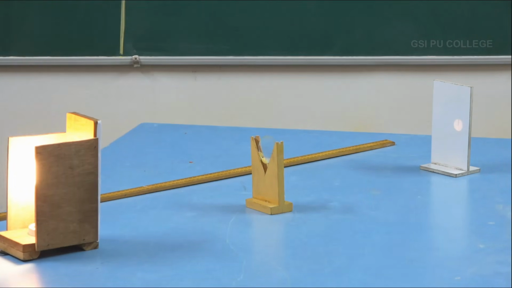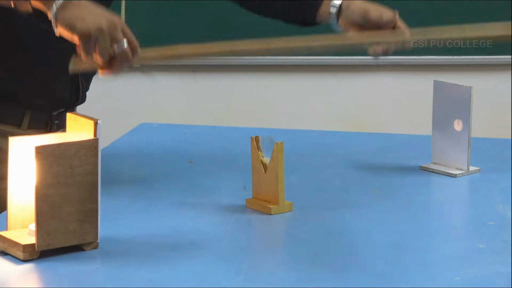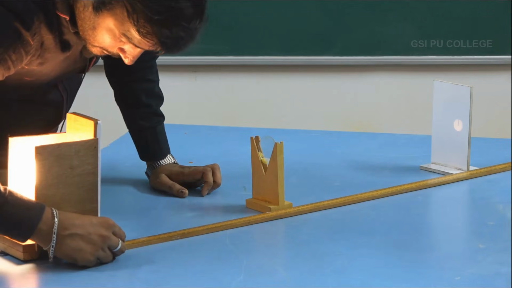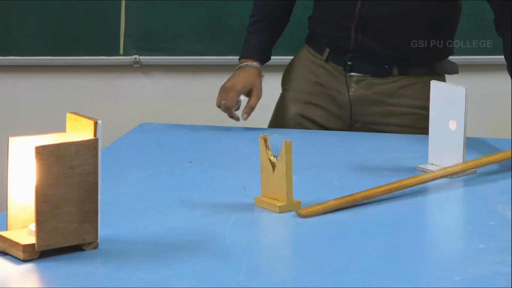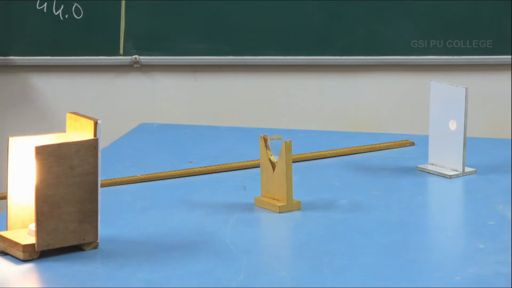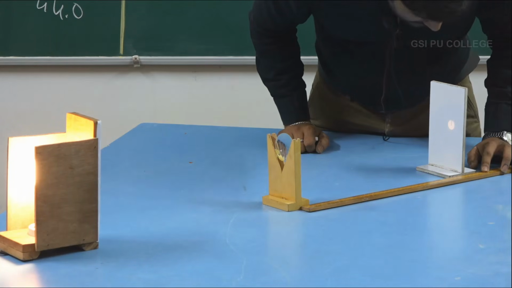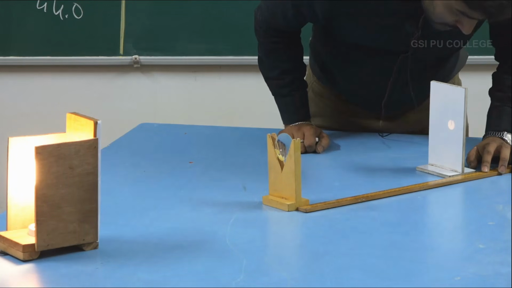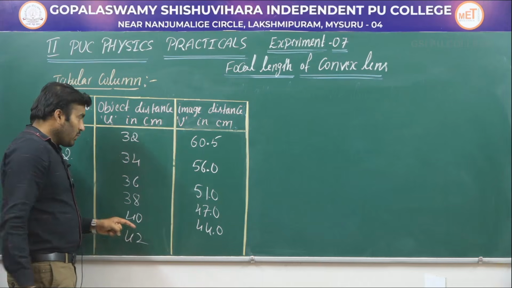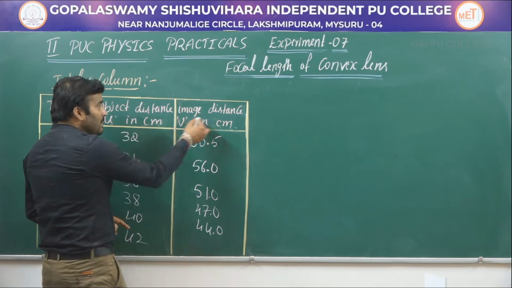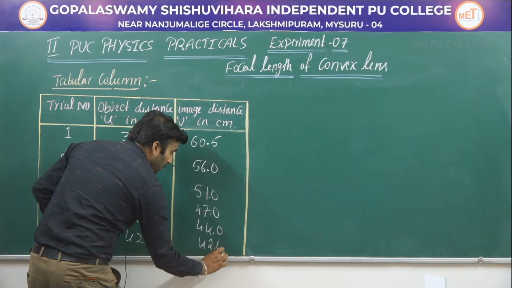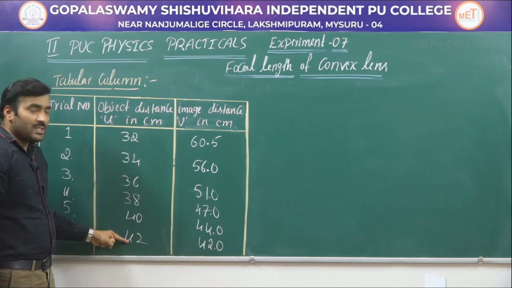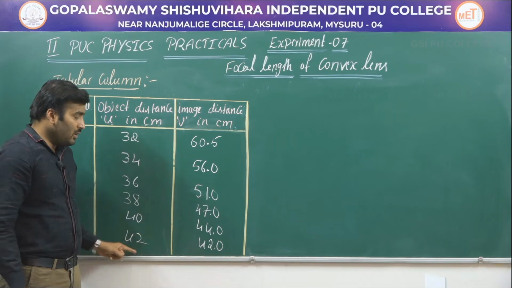Next, fifth trial. Object distance is 40 centimeters. The image distance is 44 centimeter. Next trial. Object distance is 42 centimeter. Let's find out the image distance. Image distance is 42 centimeter again. So for the object distance of 42 centimeter, the image distance is found to be 42 centimeter. So here we have got the object distance and the image distance which are equal.